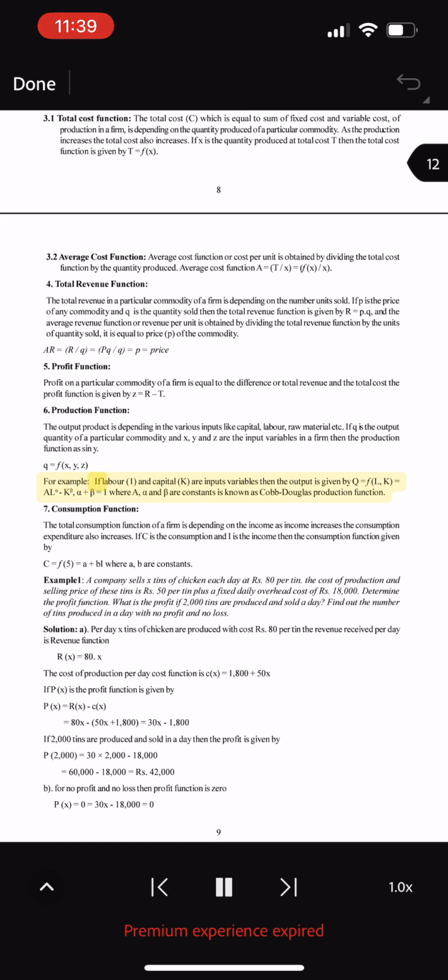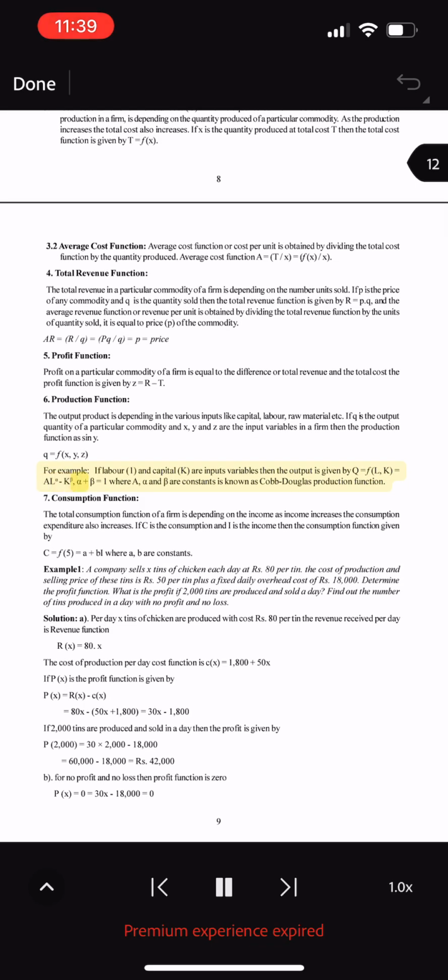For example, if labor L and capital K are input variables, then the output is given by Q = f(L, K) = A L^α K^β, where α + β = 1, and A, α and β are constants. This is known as the Cobb-Douglas production function.